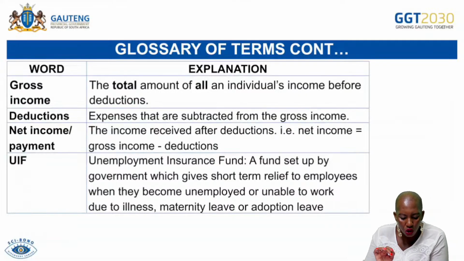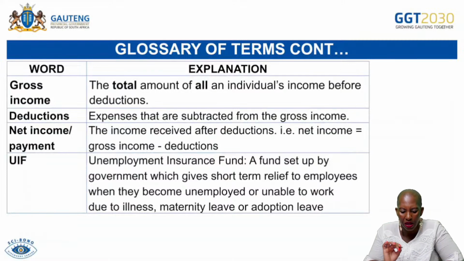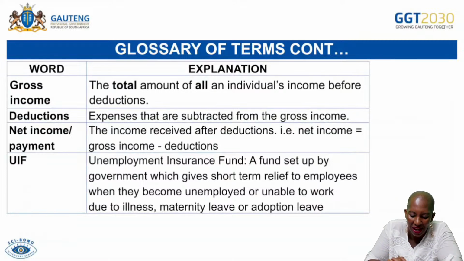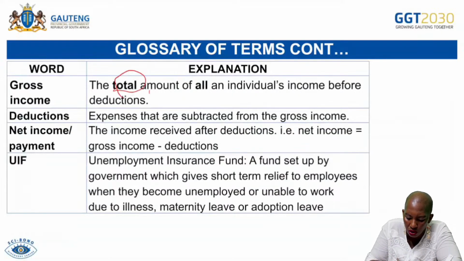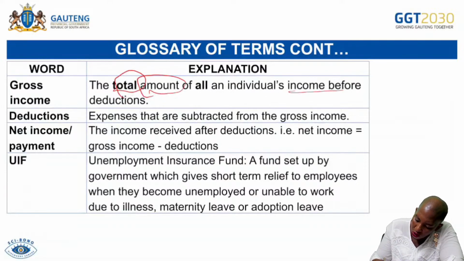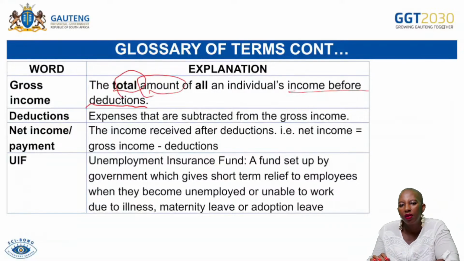And then coming to the gross income. Remember, now we are on a salary. We are looking at the pay slip now. On the pay slip, the gross income. What is the gross income? We say the gross income is the total amount of all an individual's income before deductions. With a gross income, it's an income before deductions.